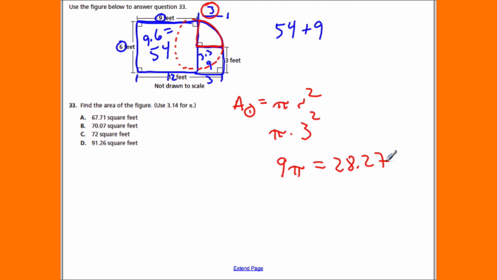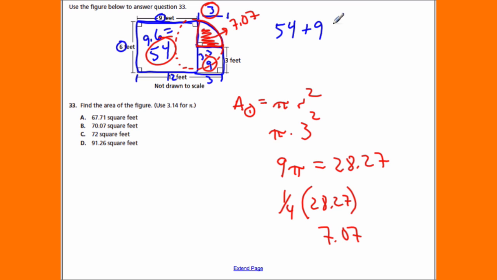28.27. But that's for the area of the full circle. I'm only interested in a fourth of the circle, so I'm going to take 1/4 of the 28.27. And at that point, I get 7.07. So this area right in here is 7.07. So I can go ahead and add that to the 9 and to the 54. So plus 7.07, and that'll give us our answer of 70.07 square feet, which means B is our best answer for question number 33.